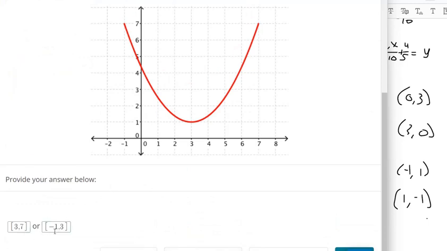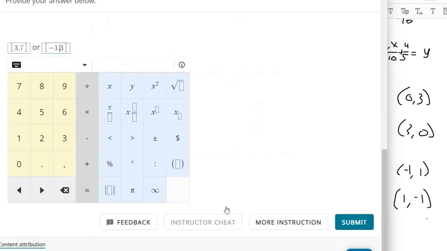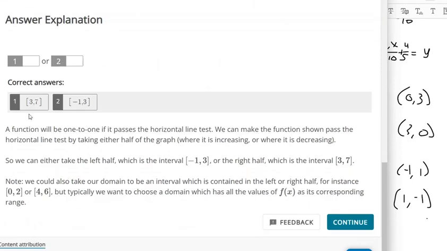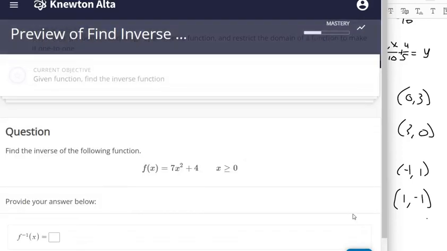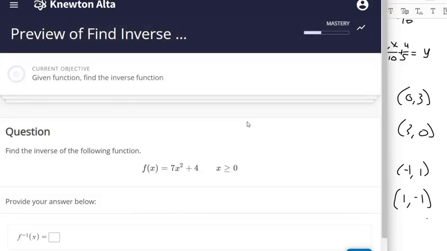Okay, 3 comma 7 or -1, 3 comma 7, we got that one. -1 comma 3. They just switched the order. Either one should be okay. You should get it right if you were to write it in the other order too. But brackets for that last one.